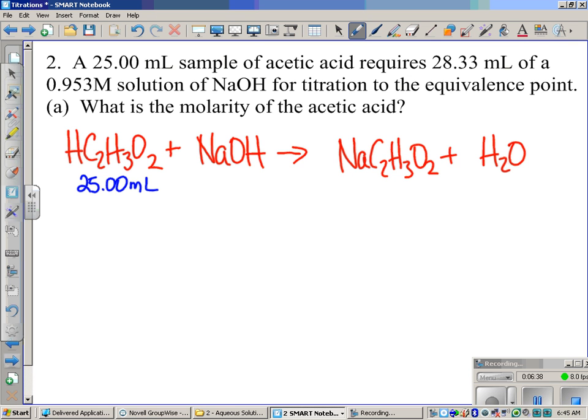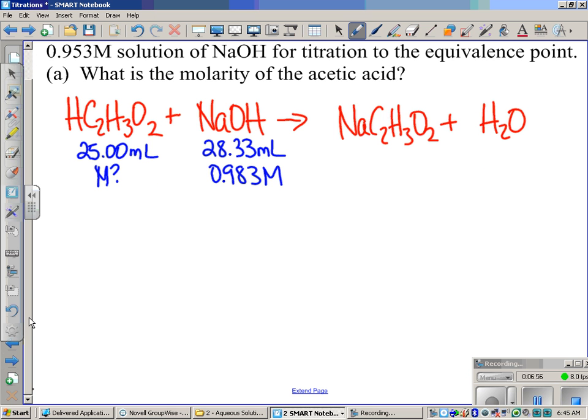I'm going to write down what I know. I know that I have 25 milliliters of my acid. I know that I have 28.33 milliliters of my base, and that it's 0.983 molar. And I know that I'm trying to find this molarity. So again, stay away from the one that you don't know yet. It's clear we're going to use the acid last here. So we're going to start with the NaOH.